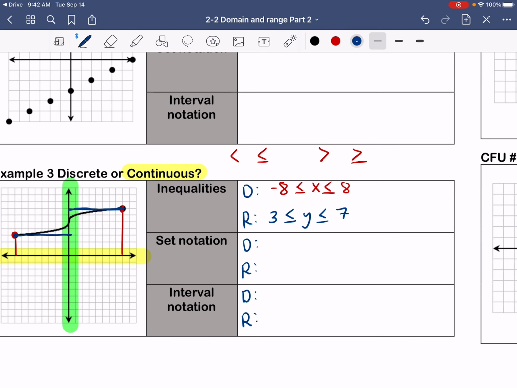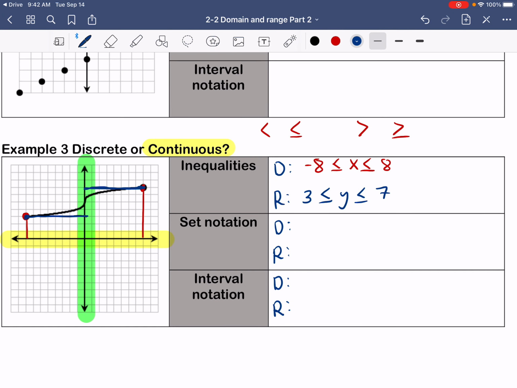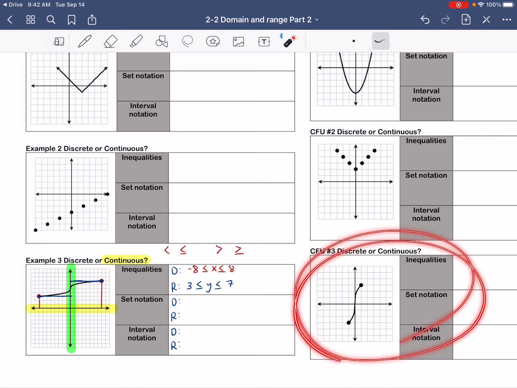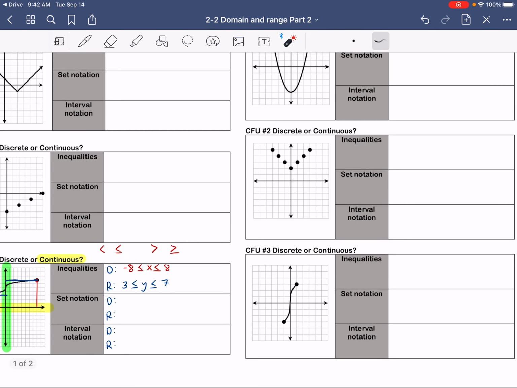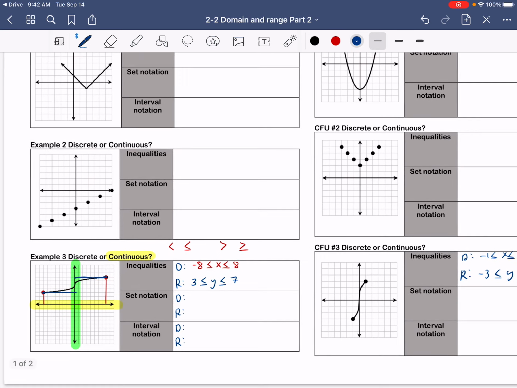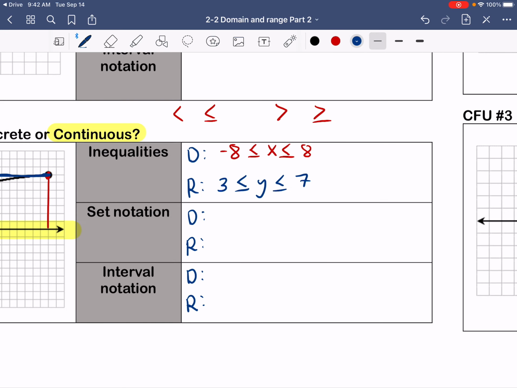It's pretty easy because I believe this one is what you have learned. So try this question by yourself. Pause the video, find the domain and range of this graph. Okay, I wrote down the answer here so you can check it. So that's the inequality. That's what we have been working on so far.